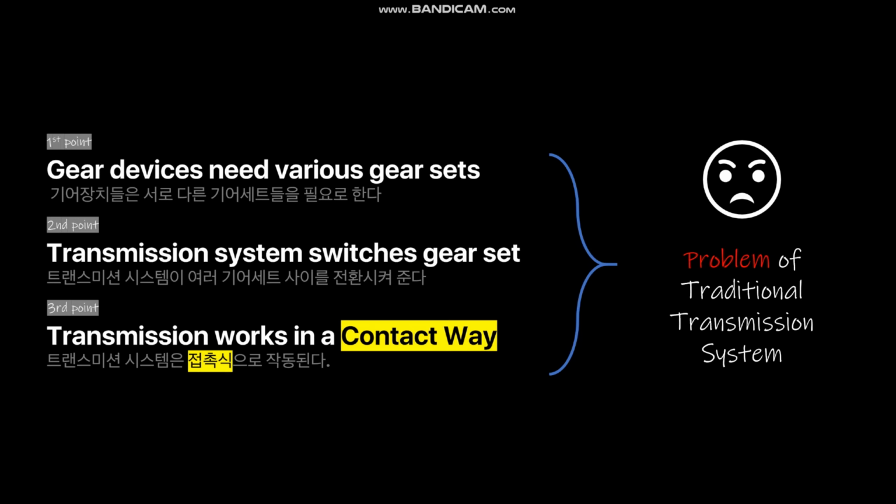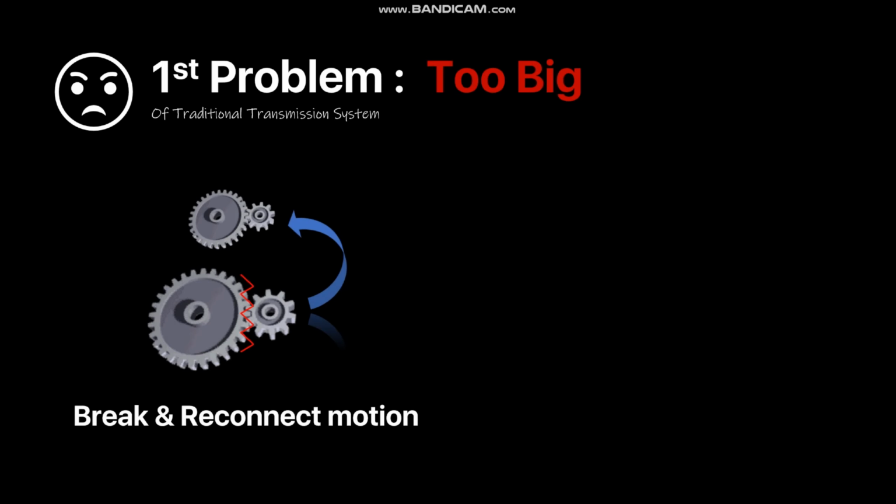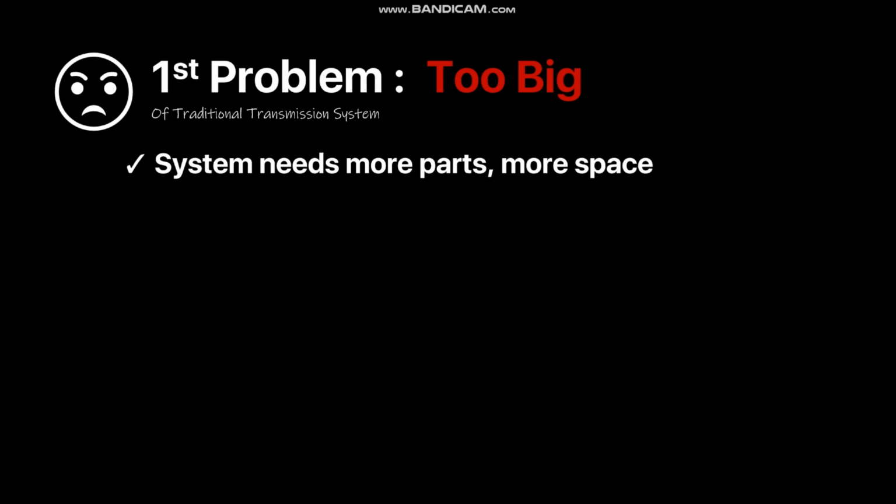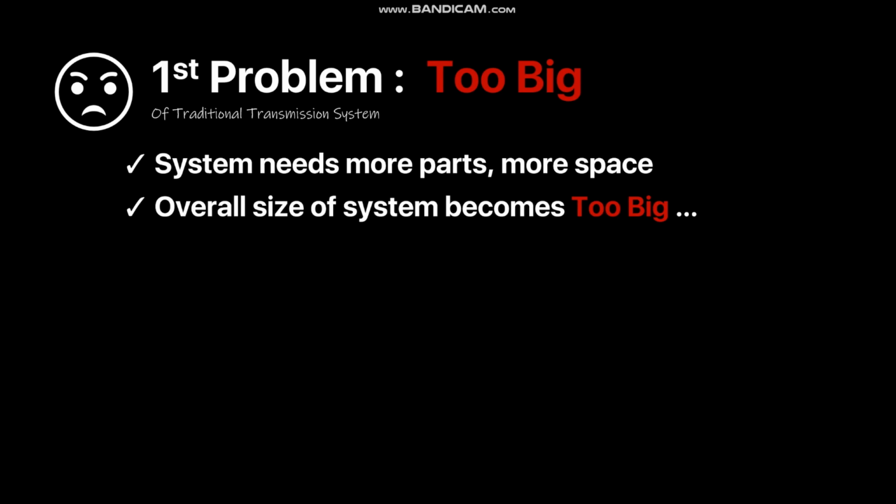Our team focused on 2 main problems. The first problem is the size of the transmission system is too big. Because they are contact systems, this breaking and reconnecting action is inevitable. And to perform this motion, the system needs bulky parts like clutch or gearbox lever. As a result, the system needs more parts, more space, and the overall size of the transmission system becomes too big.